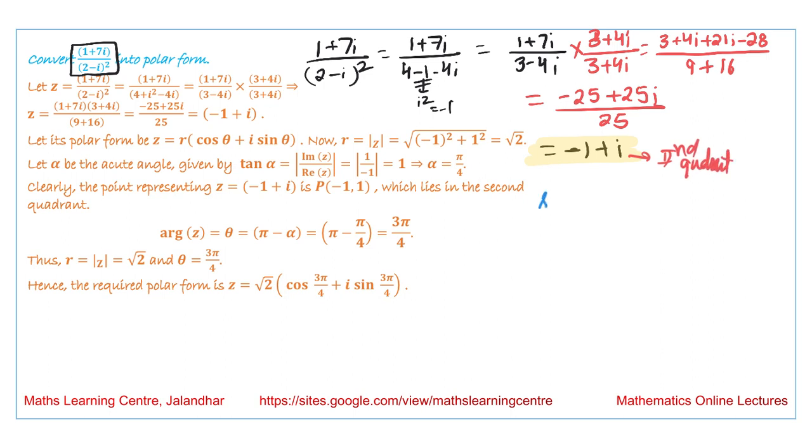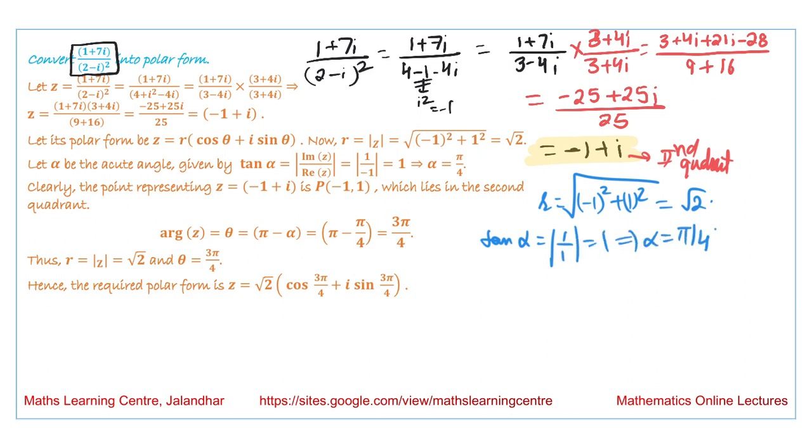The value of r we will have is the square root of (minus 1) square plus 1 square, that is equal to root 2. The value of tan alpha we will have is equal to mod of 1 by 1, that is equal to 1. So this implies alpha is equal to pi by 4.